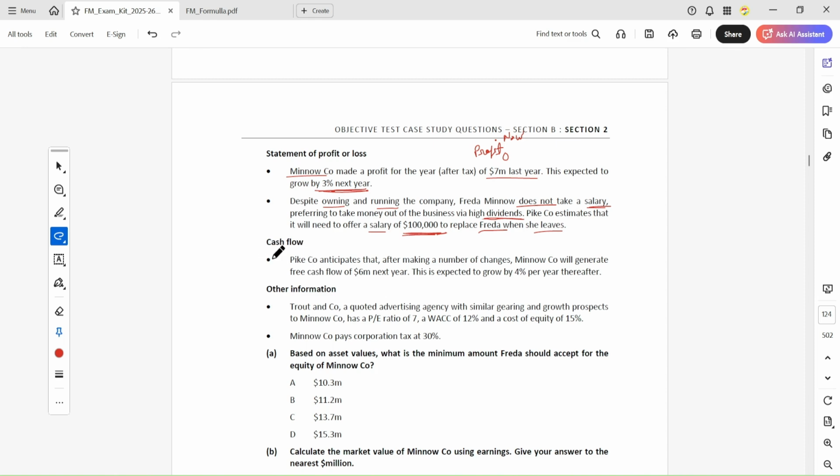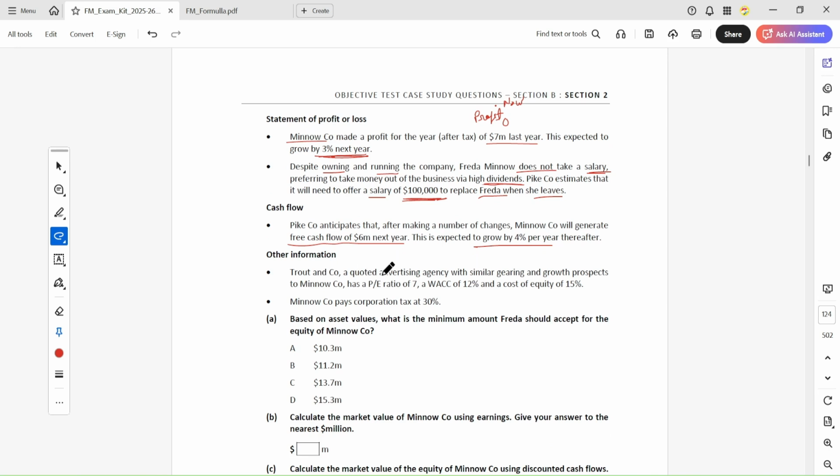Next we have the cash flow. Pike company estimates that after making a number of changes, Minnow company will generate free cash flow of 6 million next year and grow at 4% per year thereafter. Other information: Trot and Company is a quoted advertising agency with similar gearing. So it has the same gearing, same debt ratio, and growth prospect as Minnow.